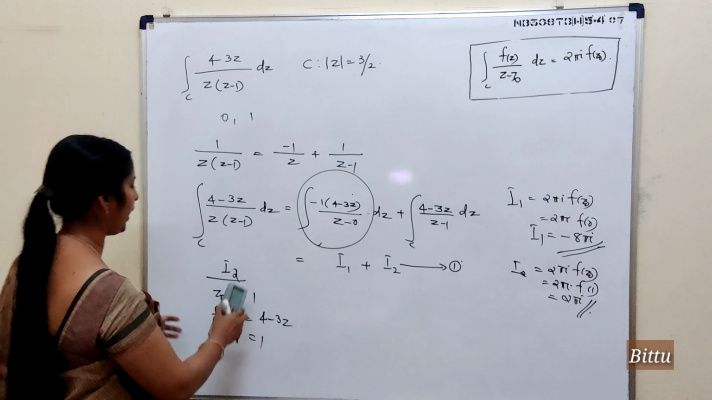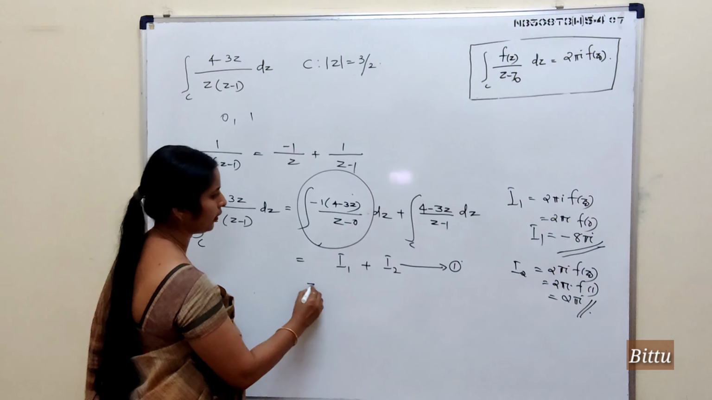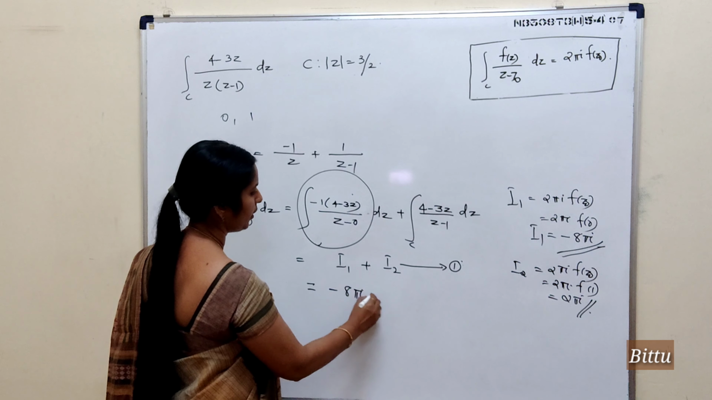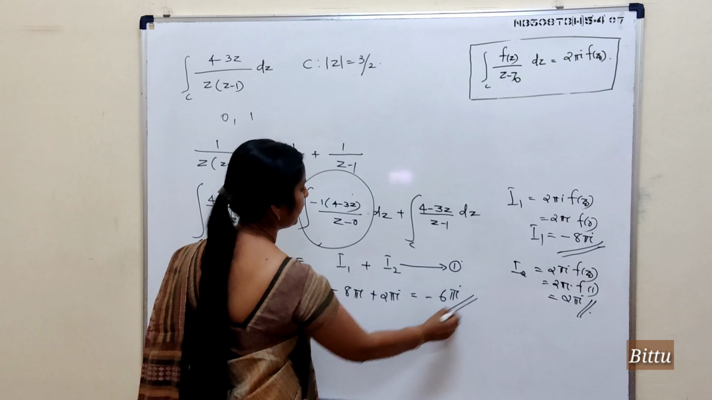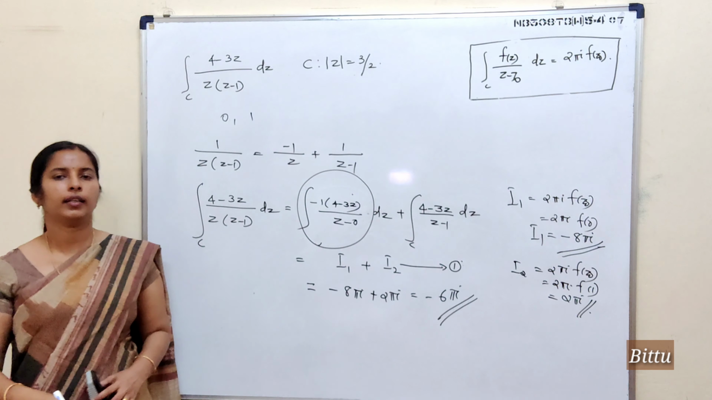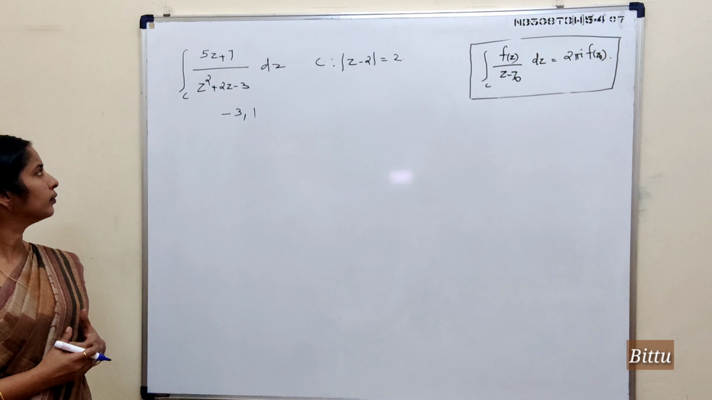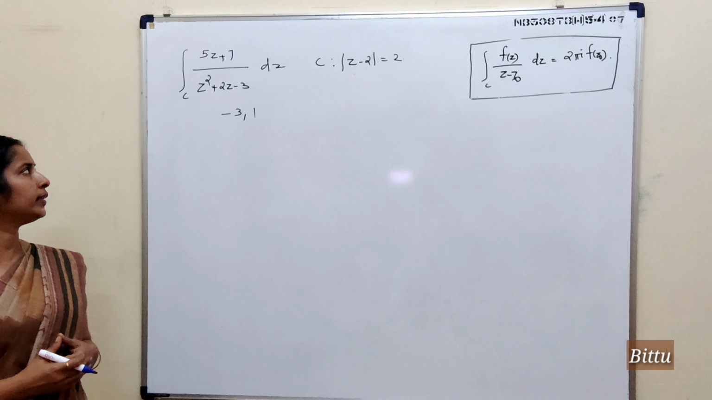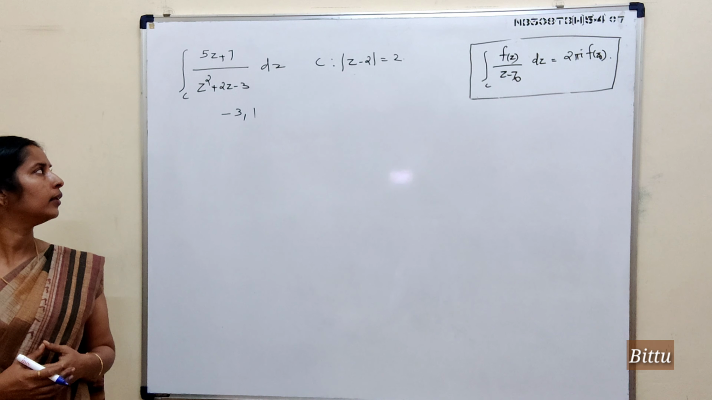So now we have the values of I1 and I2. You substitute in equation number 1, that is minus 8 pi i plus 2 pi i, that is minus 6 pi i. See, this is the answer of the given integral. Let me evaluate one more integral. Integral over c of (5z plus 7) by (z square plus 2z minus 3) dz.